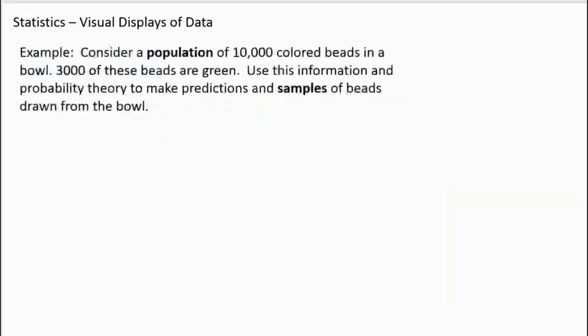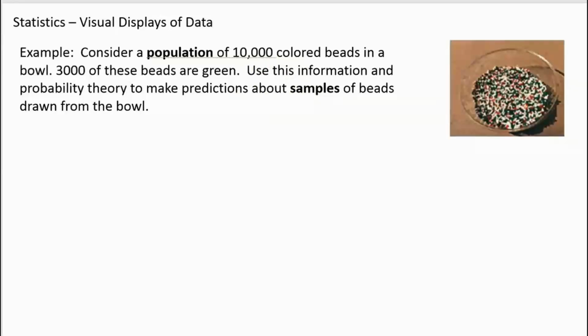So for our first example, I just want you to consider a population of 10,000 colored beads in a bowl. So a bunch of beads in a bowl. It says 3,000 of these beads are green. They want us to use this information in probability theory to make predictions about samples of beads drawn from the bowl. So that really should be about samples of beads drawn from the bowl. And here we have our 10,000 beads. Is that like 10,000 beads in that bowl? It looks a little bit blurry to me, but we're going to assume that 3,000 of those beads are green. Somebody counted every single one of them.